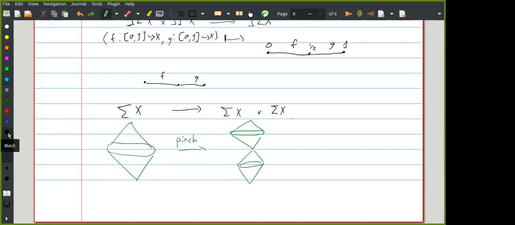So how do we make this formal? Well, there's this interval coordinate which goes from 0 to 1 in the suspension. So in other words, the suspension is the quotient of X times the interval by a bunch of stuff. And all we want to do is contract the copy of X that lives at 1/2. And then check that what we get is equivalent to suspension of X wedge suspension of X.